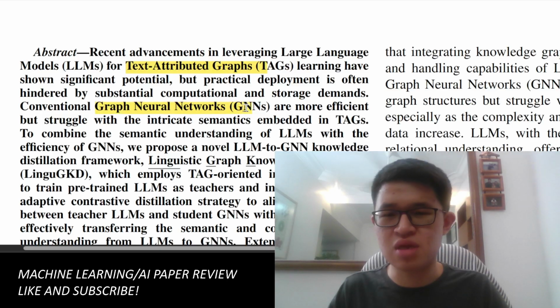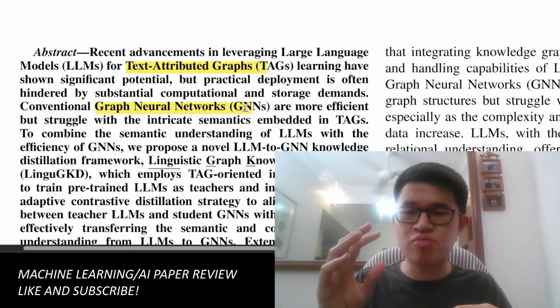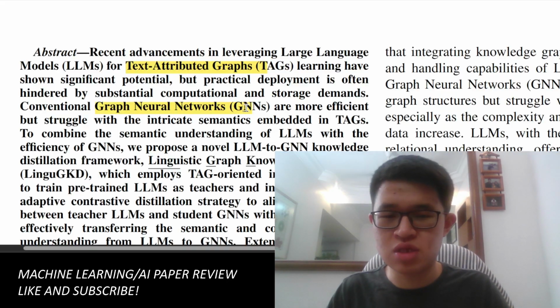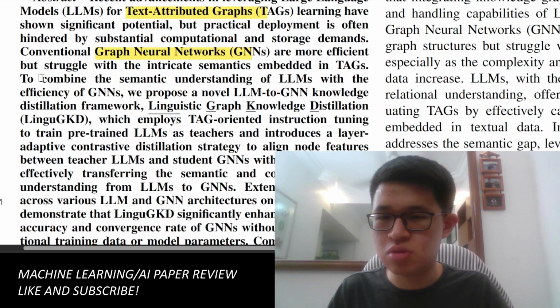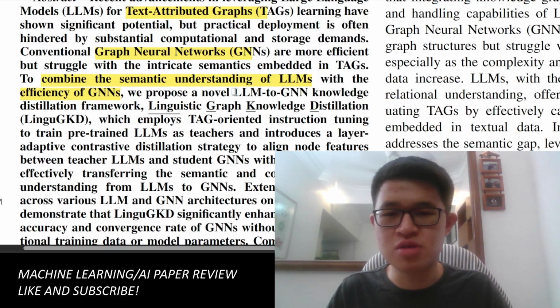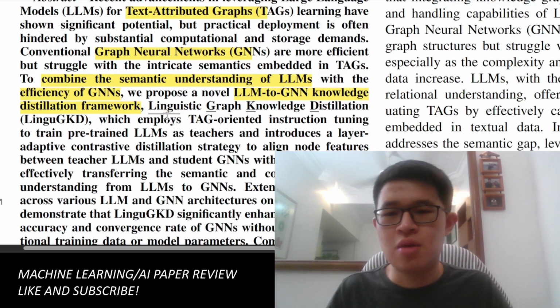So here's what it's saying, right? The LLMs are quite accurate for text attributed graphs, but graph neural networks, on the other hand, are not that great with TAGs. So what they want to do is to combine the understanding of LLMs with the efficiency of graph neural networks. So what they're going to do is some kind of knowledge distillation between the LLM and the GNN. And they call it linguistic graph knowledge distillation, LinguGKD, but we're just gonna call it knowledge distillation from now on.